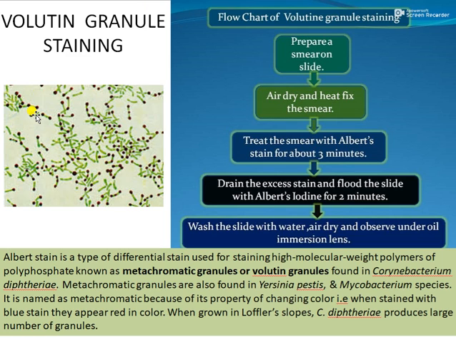You prepare a smear on the slide, air dry and heat fix the smear. Treat the smear with the Albert stain, which is mainly used for volutin granule staining. Then you drain the excess stain and flood the slide with Albert's iodine for 2 minutes. Wash the slide with water, air dry, and observe it under the oil immersion microscope. Metachromatic granules are mainly found in Yersinia pestis and Mycobacterium species. It is named metachromatic because it has the property of changing color. That is, when it is stained with a blue stain, it appears red in color.